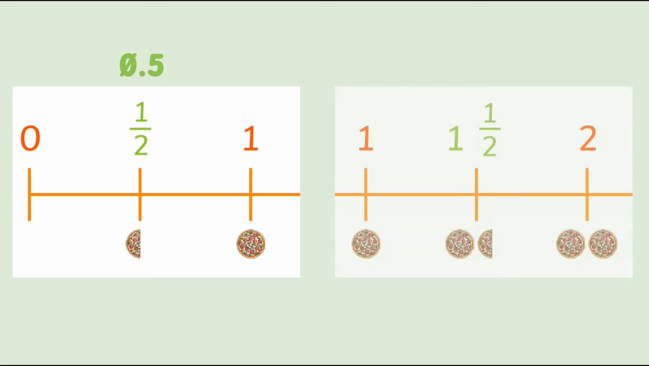But what if we had that half between 1 and 2? It's not the same as this picture, because we have a full pizza already. We just added another part to it. So right now we have one pizza and a half. It is represented as 1.5 in decimals.